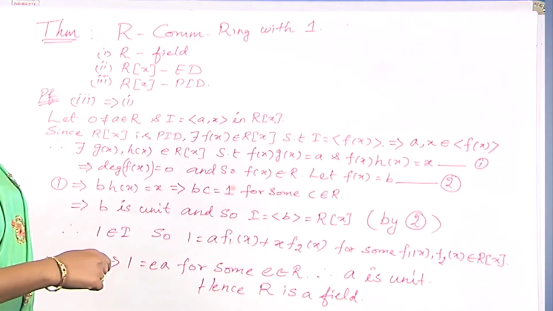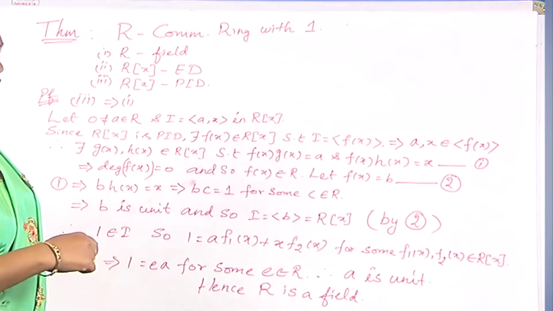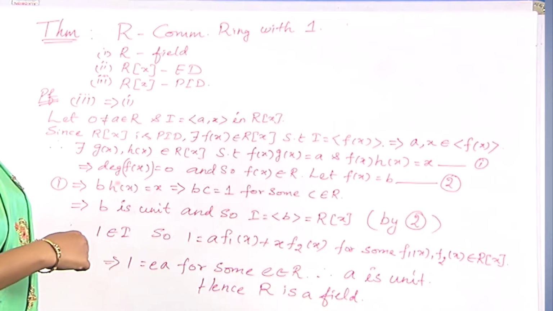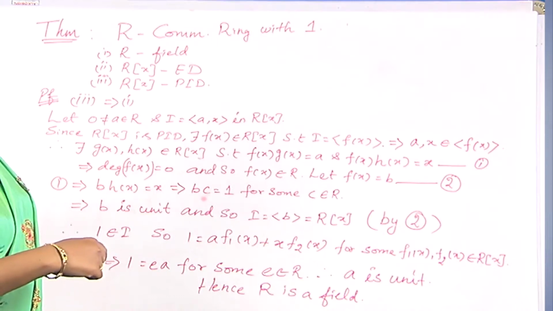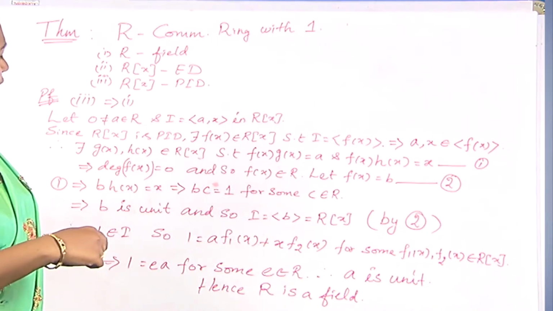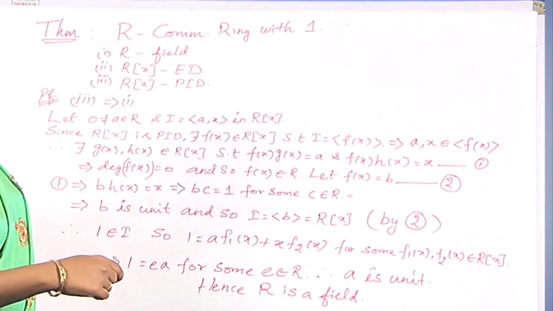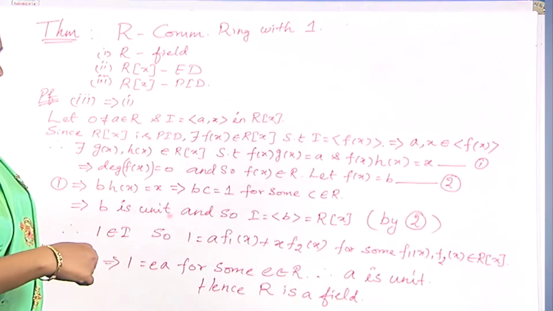But let us say you take any element, let us take the element 1. In order to show that this is equal to 1, you cannot have a polynomial here, therefore, it will only be b times some scalar, let us say c here. Therefore, b times c is equal to 1 for some c belonging to R. From this we can say that b has an inverse, and therefore, b is a unit.